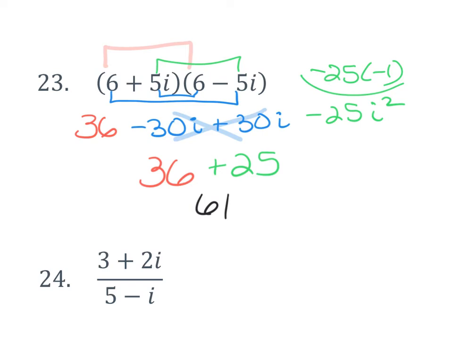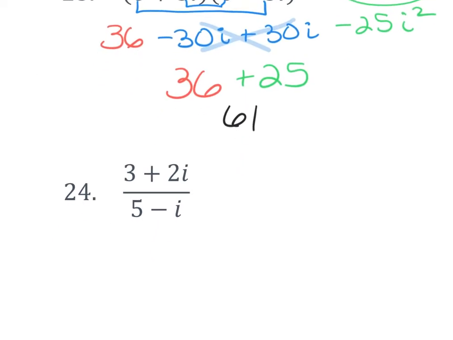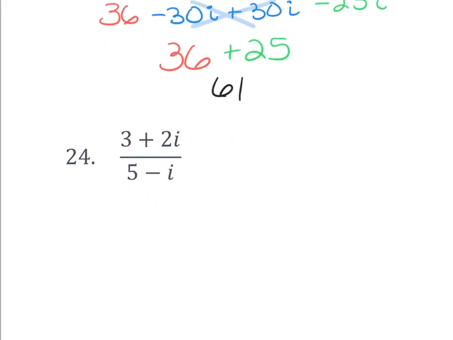Next, we're going to multiply something by its conjugate. So again, remember the conjugate is the opposite sign. So it's a subtraction sign, and I'm going to change it to an addition sign. And now I'm going to FOIL both the top and the bottom.